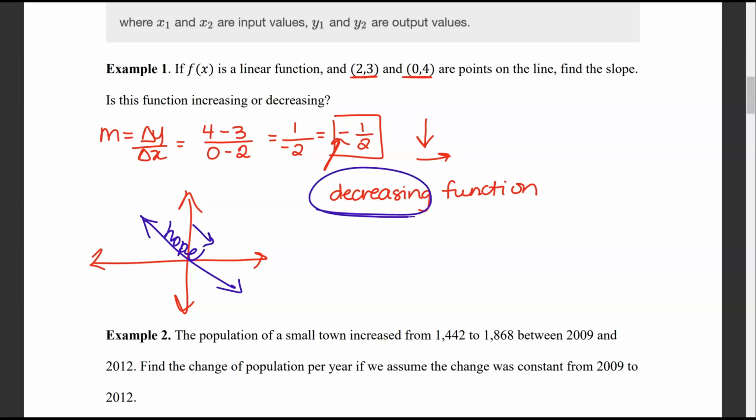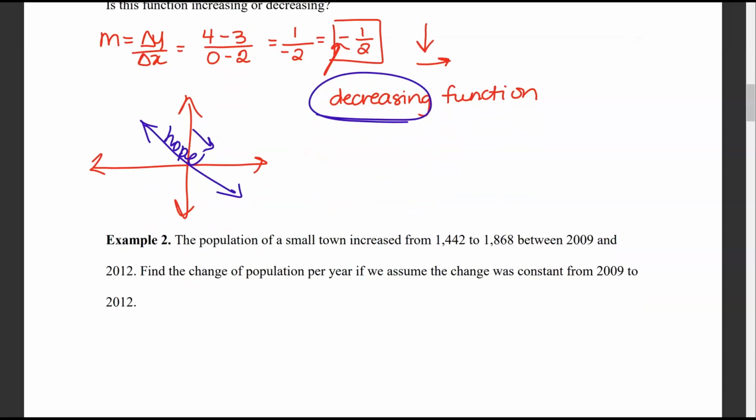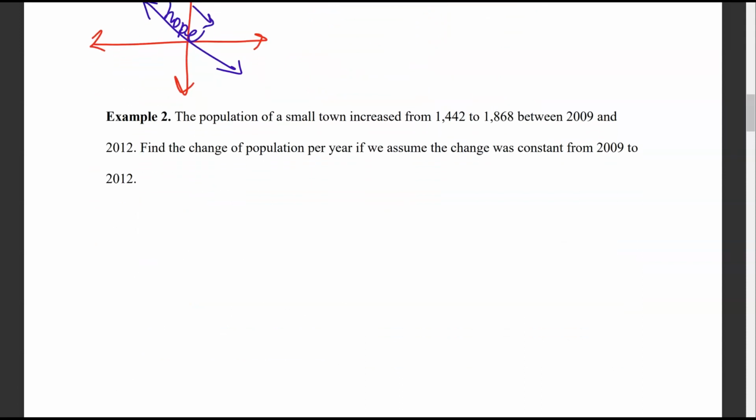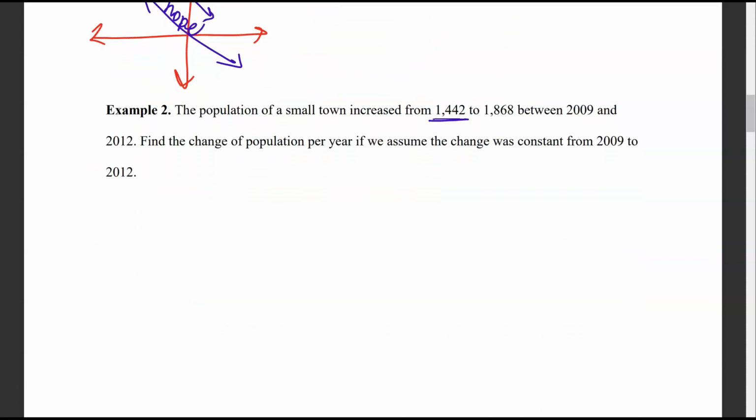So we do have a decreasing function here. All right, the population of a small town increased from 1,442 to 1,868 between 2009 and 2012. Find the change of the population per year if we assume the change was constant. Because we're trying to find the population change and assuming it's constant, this is a big indication that we are looking for the slope.